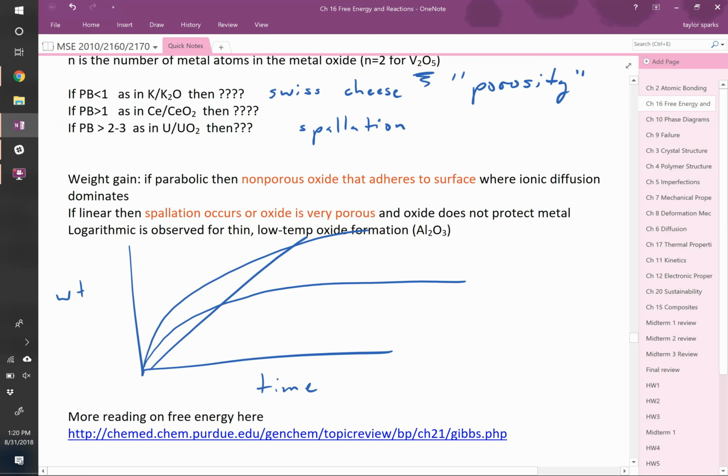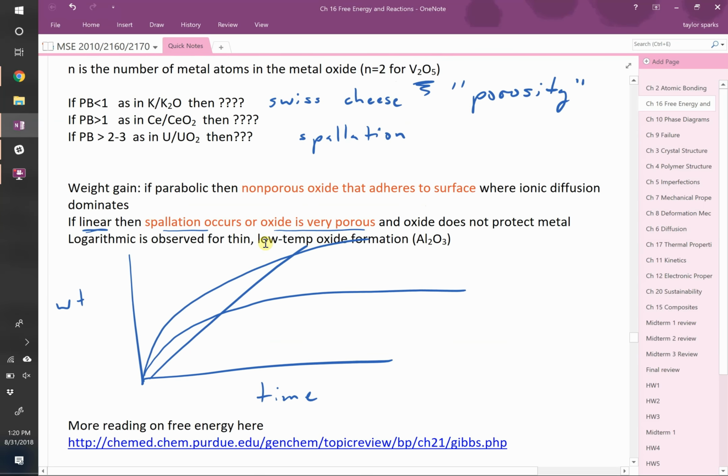Linear means that you have either Swiss cheese or spallation, right? Because you have an easy path, when it corrodes, it can just keep on corroding. So that's going to be linear growth: spallation or porous oxide. If it's parabolic, then you are starting to form a passivating layer. And logarithmic is for thin films. We're not going to talk about that.